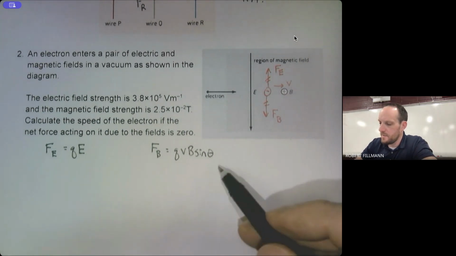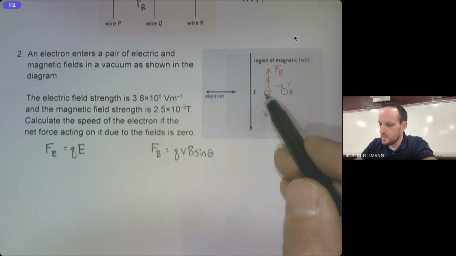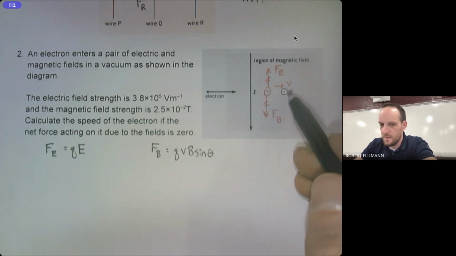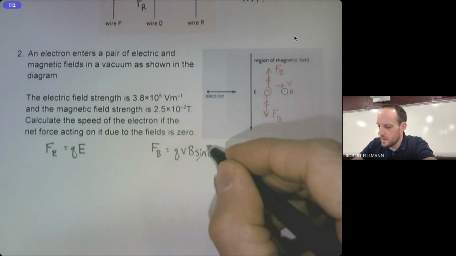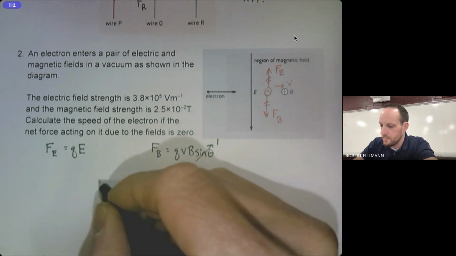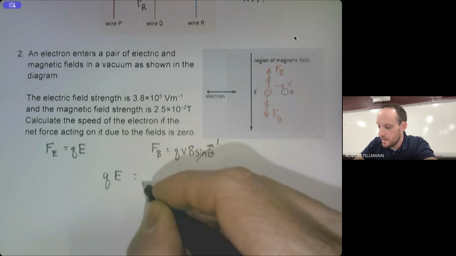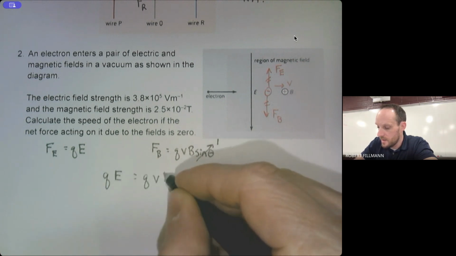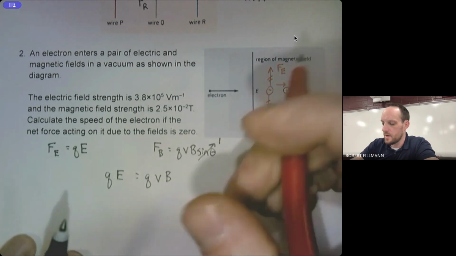Now, to simplify things here, the angle theta is the angle between the motion and the field. So the charge is moving to the right. The field points into the diagram. Those are perpendicular to each other. Sine of 90 is just 1. These two are equal to each other, so I can set QE equal to QVB. The fields are balanced. The fact that it's an electron doesn't even matter.